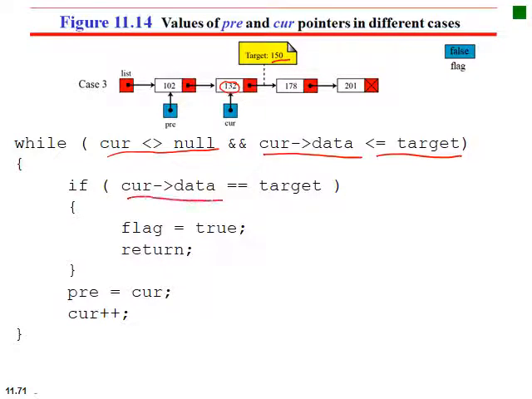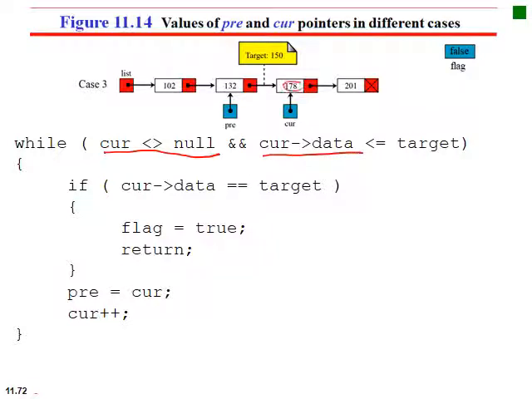If current data, which is 132 over there, is equal to target, is it? No, it's not. So we jump over and we increment the pointers. So now the pointer is pointing to 178. Alright, so let's do the test. While current is not equal to null, yes, it is still pointing to something so it's not equal to null. And current data, which is 178, is less than or equal to target. No, it's not. It is larger.